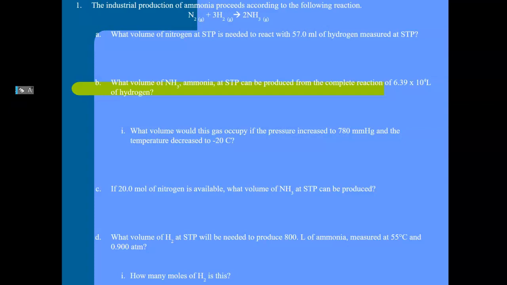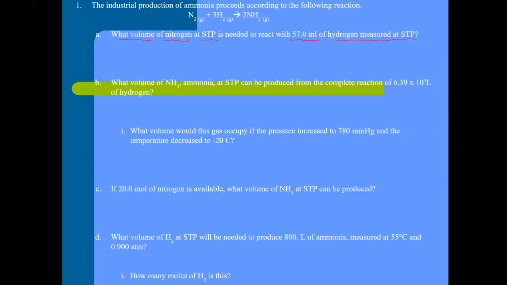The industrial production of ammonia proceeds according to the following reaction. So there's our reaction. First question says, what volume of nitrogen at STP is needed to react with 57 milliliters of hydrogen at STP? Okay, so STP means I'm not going to have to use PV equals nRT. All I have to use is molar volume. So that's how I'm going to set things up.